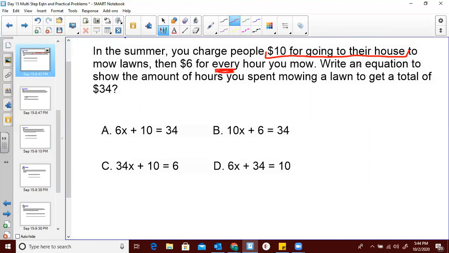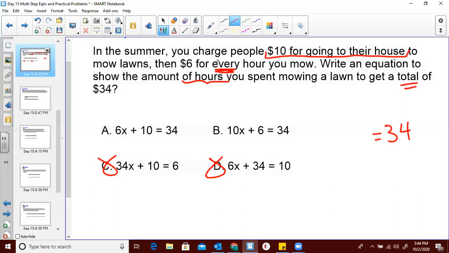The question's asking us to write an equation to show the amount of hours. So that's our variable. That's going to be our x. You spent mowing a lawn to get a total of $34. So I'm going to throw my equal sign down. And I know that my total is 34. That's my ending amount. So I'm going to get rid of D. I'm going to get rid of C.